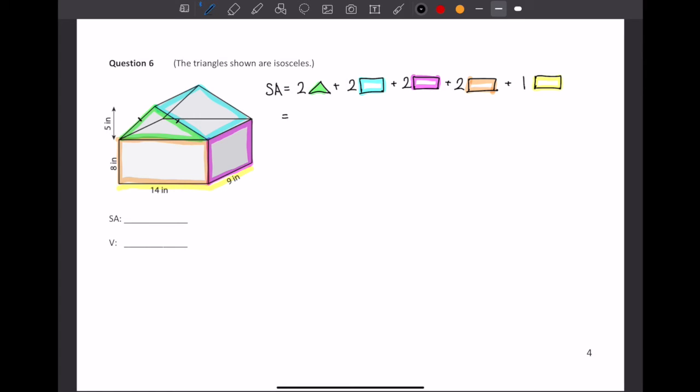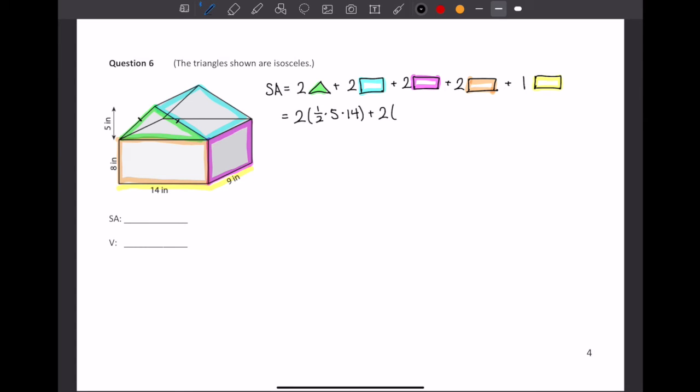So the formula for the area of a triangle is 1/2 base times height. So we're given that the height is 5, so we'll have 1/2 times 5 times the base is 14. For the blue triangle, we've got 2 of those.